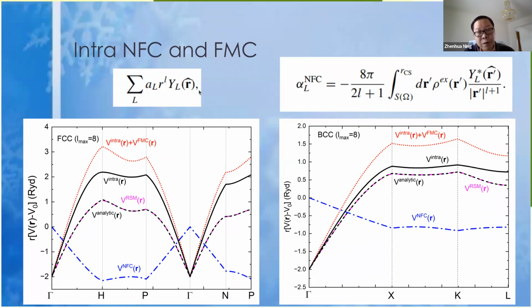The far multipole contribution is given by this term. And the near-field correction term is given by the blue lines. Without this near-field correction, we can see that it deviates heavily from the exact result. Similar thing is plotted for the BCC Morgan density. Oh, sorry, these are for the Zhenhua model, not Morgan density.